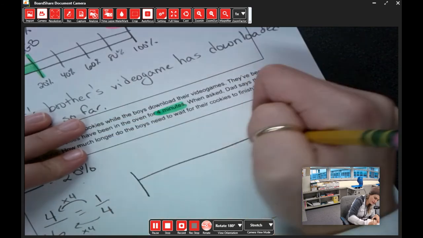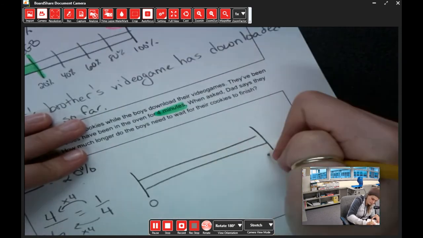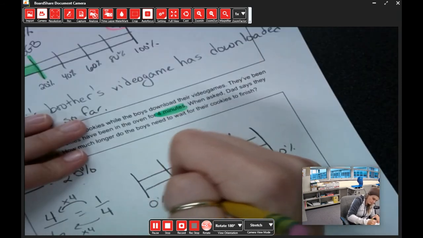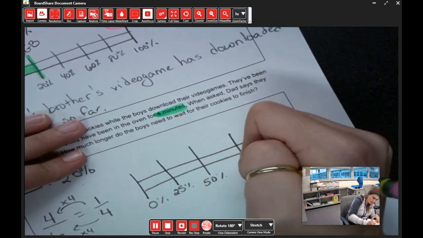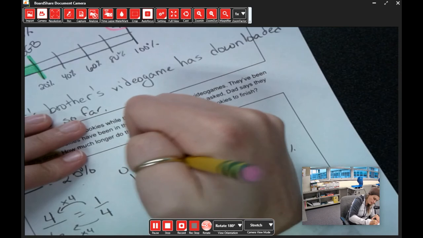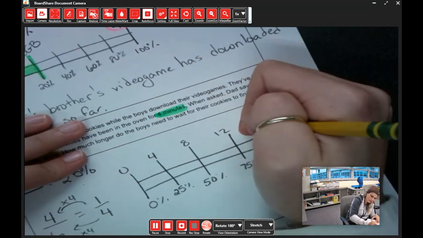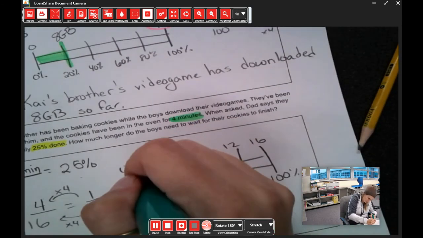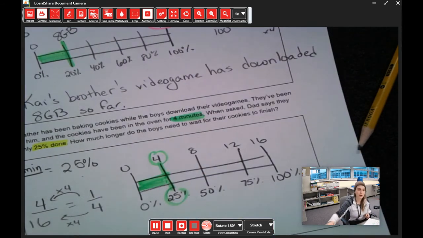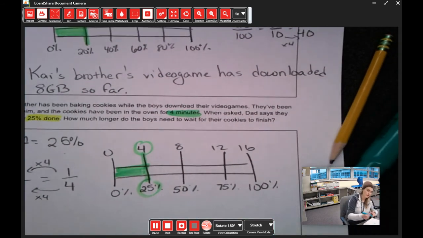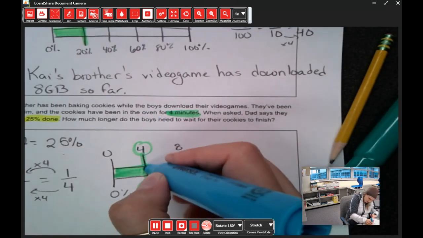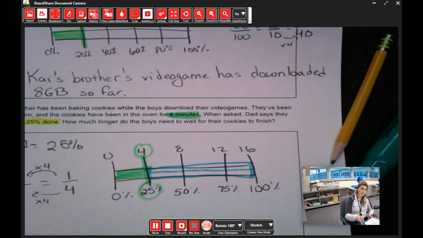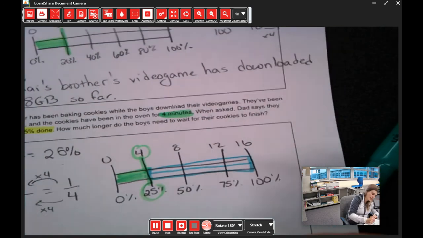So if I think about this on a tape diagram, 0 and 100%, you probably split it into fourths, 25, 50, 75, and 100. 0, 4, 8, 12, 16, and you said 4 minutes is 25%. But the question was, how much longer do they have to go? Well, they have that much longer to go, which is 16 minus 4, which is 12 minutes left.